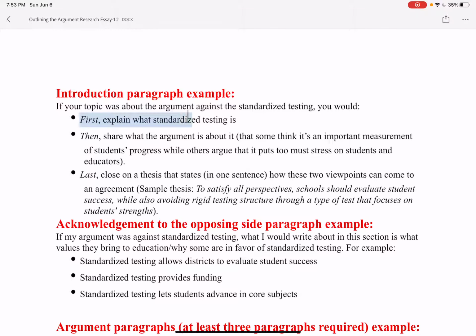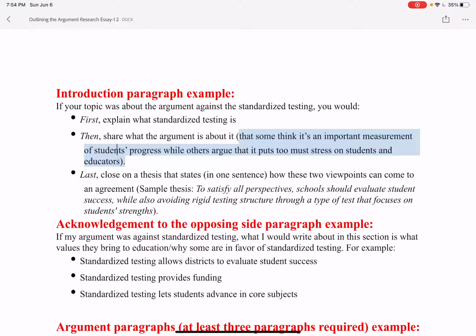So in my introduction paragraph, first, I want to assume my audience does not know what standardized testing is. Maybe they never heard of it. Maybe they're from different states, have different expectations for standardized testing, different generations. It has changed through time. So I would just explain first what it is and where it happens, where it occurs, what grades, public schools, things like that, what types of schools. Then I'd share that there is an argument around this, because I want to inform the audience that, hey, if you don't know about it, there's an argument going on about it. I'd talk about how some think it's an important measurement of progress for students, but others argue that it perhaps puts too much stress on students and educators.